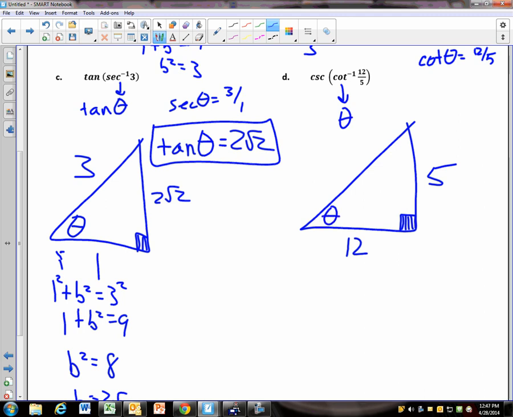What kind of triangle is this? A 5, 12, 13. Lucky 13. Go to Vegas. It's lucky 7, actually, isn't it?